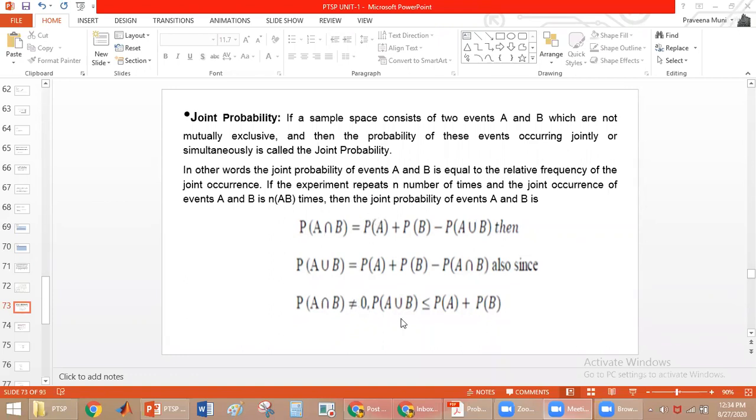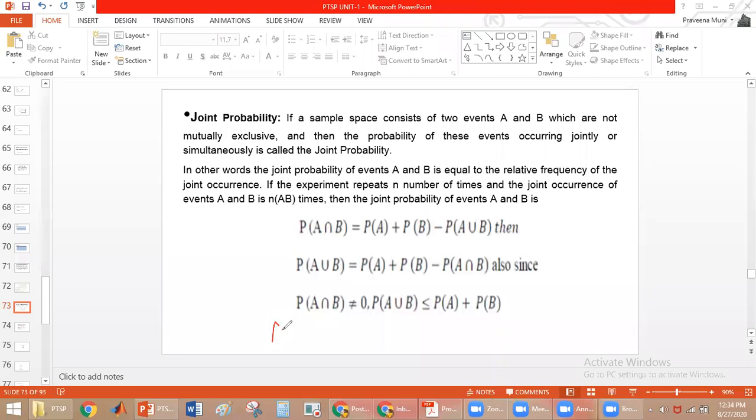Can you tell me what is probability of A union B now? Hello, students. What is given? A intersection B is equal to the null set. Then can you tell me what is probability of A union B? Sum of individual probabilities. Very good.